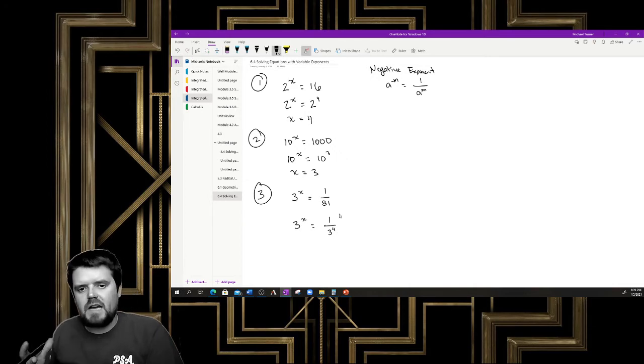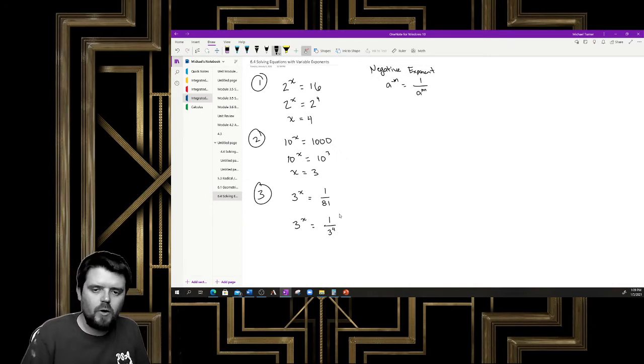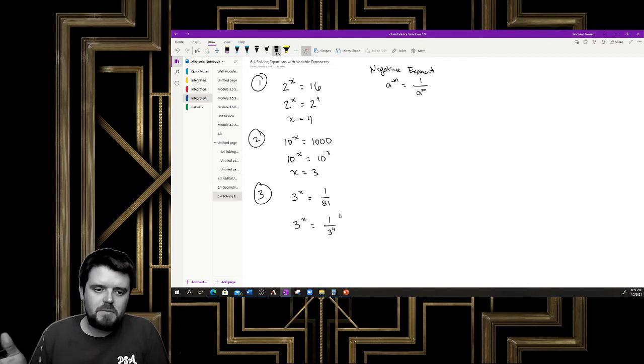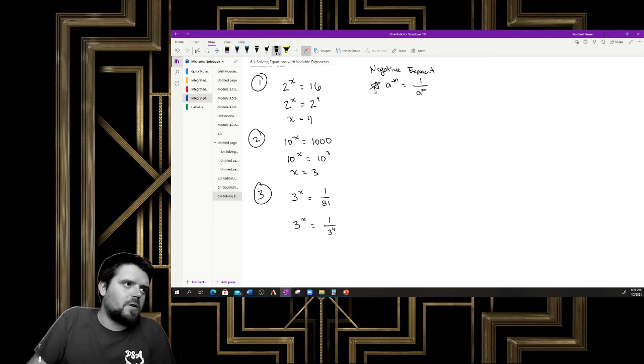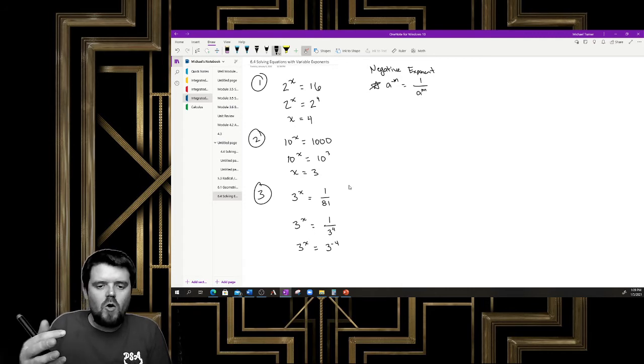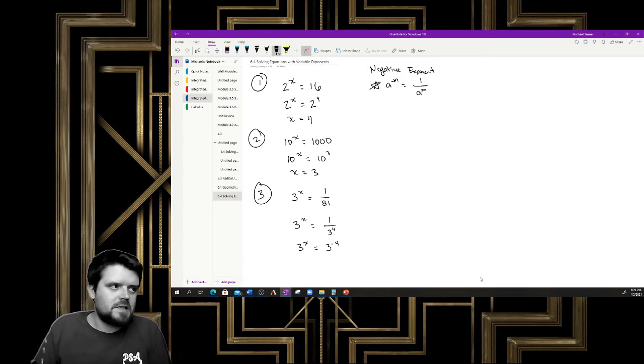Now, some students would take this step from here and just say x equals 4. But the bases have to match up exactly on both sides for us to be able to do that. And right now it's in the denominator. Using my negative exponent rule, going backwards if you will, I can rewrite the right-hand side as being 3 to the negative 4th power because it was in the denominator. Once I do that, now the bases are the same, and therefore my answer is x equals negative 4.